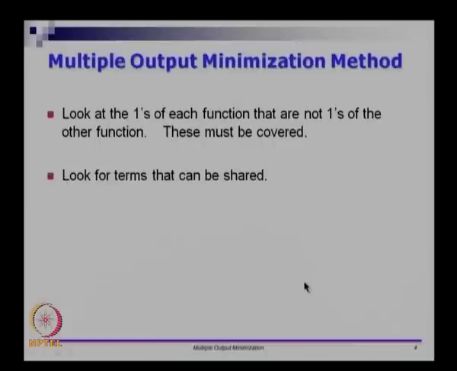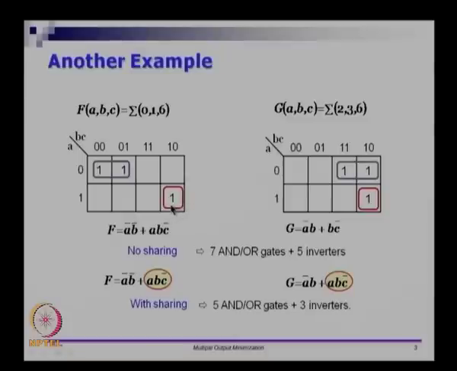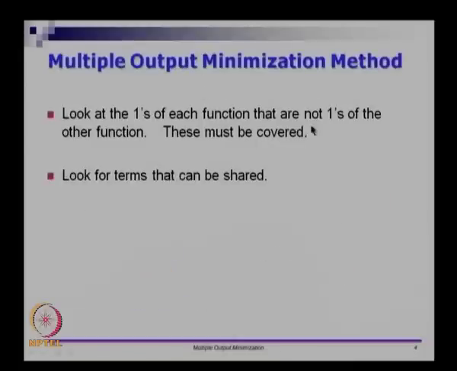So the general philosophy of doing multiple output minimization is look at the ones of each function that are not ones of the other function, these must be covered. So you go to this example, you look at ones, for example these 2 ones here are not here and these 2 ones here are not here. So there is possibly no sharing that you can have with them anyway, right. So this term is unique, is only for F, and this term is only for G. You can't do anything about them, you have to have those terms anyway. So that is the first bullet, look at the ones of each function that are not ones of the other function, they must be covered, and then start looking for the terms that can be shared.